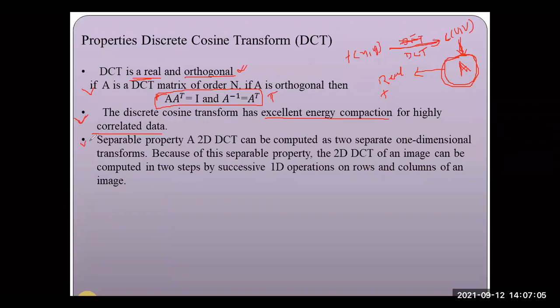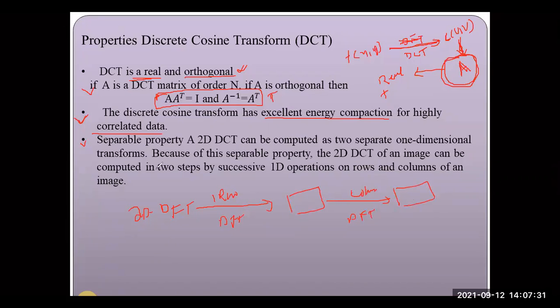The third property is similar to the separable property of DFT. As we studied in DFT, if it is a two-dimensional DFT, I can separate this into two different steps. One is row-wise DFT. Then, on whatever image I get, I perform column-wise DFT. Then I will get the final result.